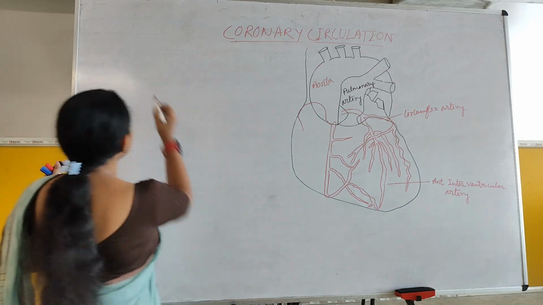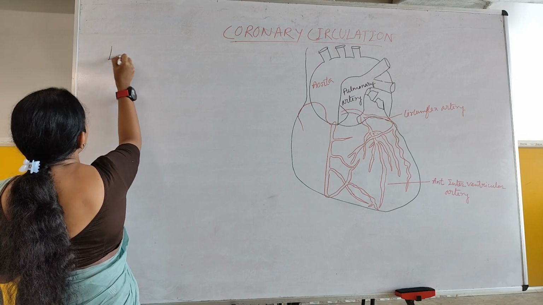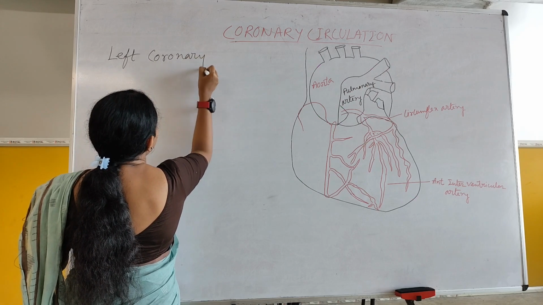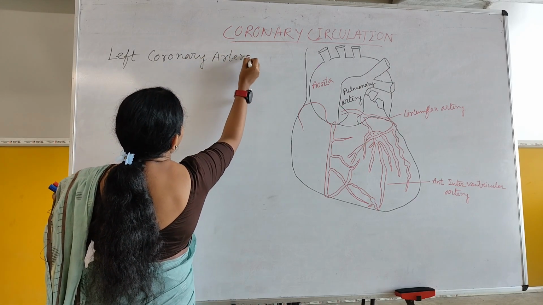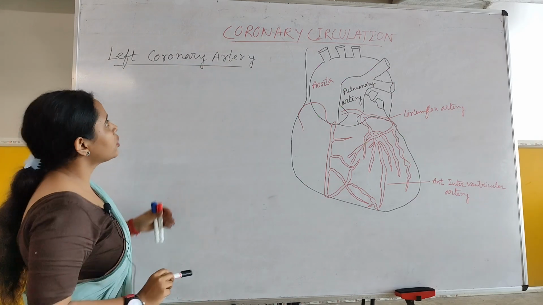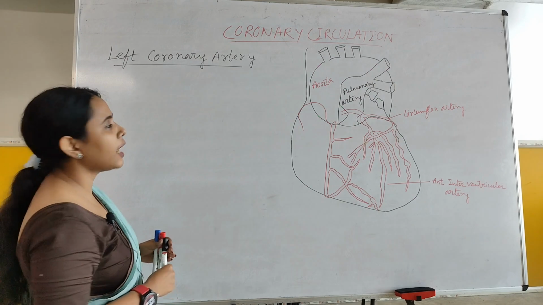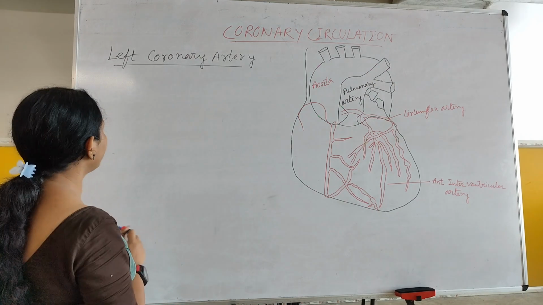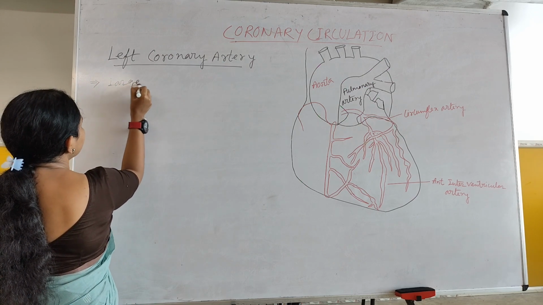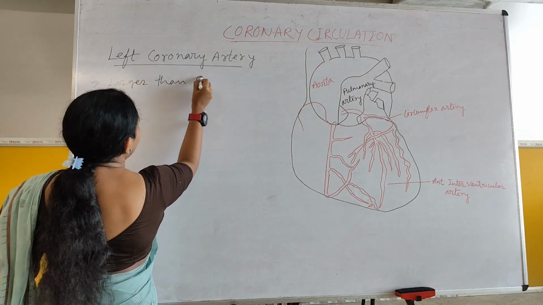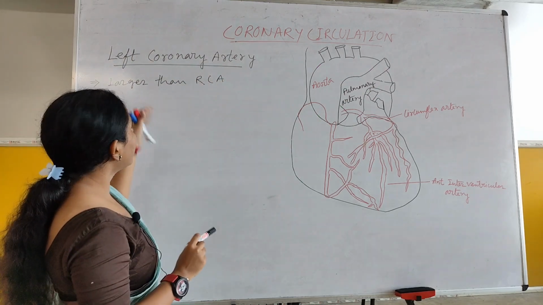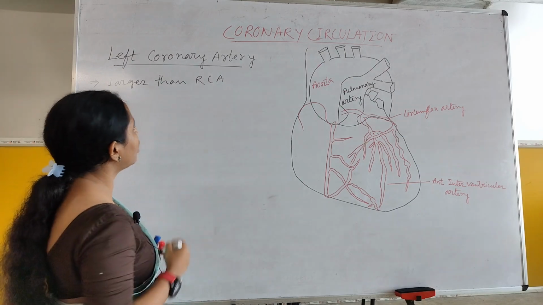So let's begin. Left coronary artery. The left coronary artery is larger than the right coronary artery. So the first point is it is larger than RCA, meaning the right coronary artery. Left coronary artery is larger than right coronary artery.